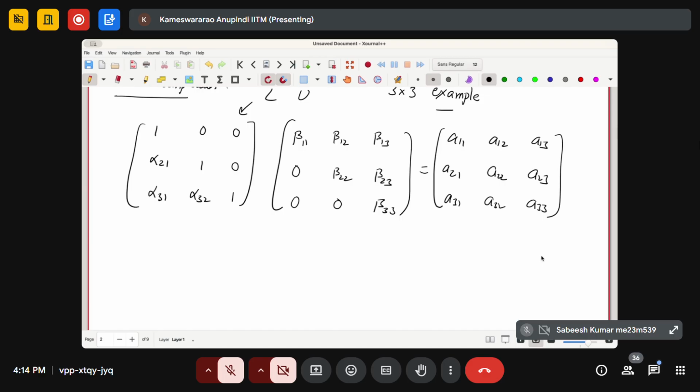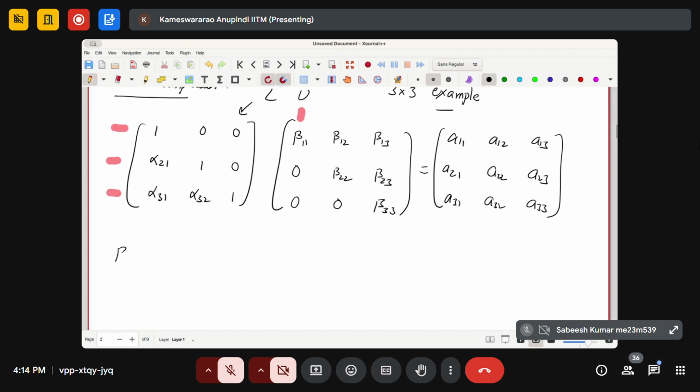We want to come up with a general algorithm where we can calculate what the alphas and betas are in an LU decomposition in general. Okay, that's what we want to do. So for that, let me first multiply the first row with the first column. Then the second row with the first column, and the third row with the first column.